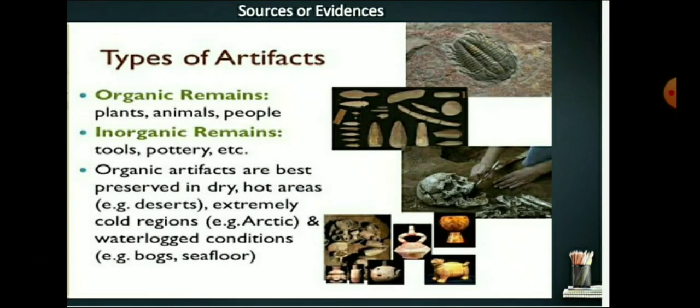Now here you can see sources or evidence are types of artifacts from which historians and archaeologists find out about the past, where you can see organic remains. Those are living organisms: plants, animals, and people. Inorganic remains means those are non-living things like tools, pottery, etc. Pictures of those you can see here.